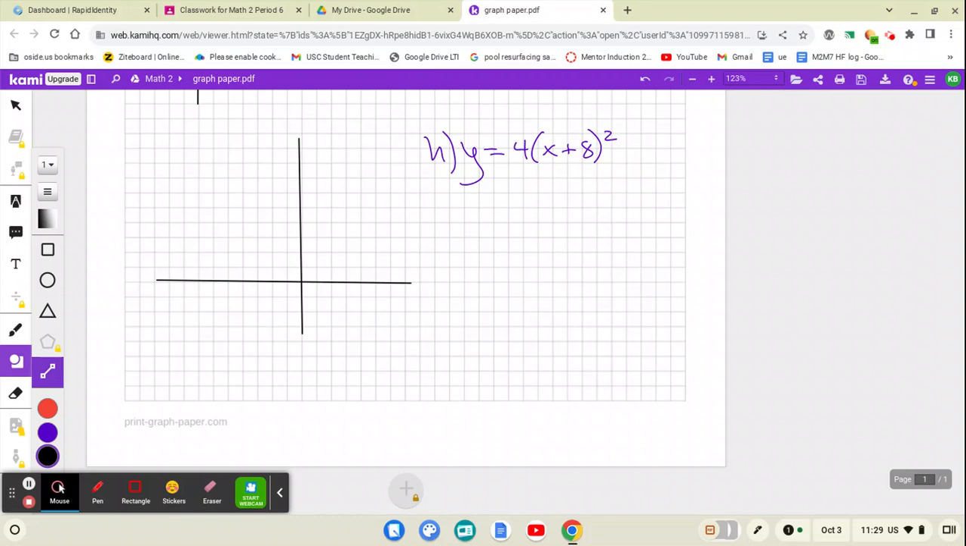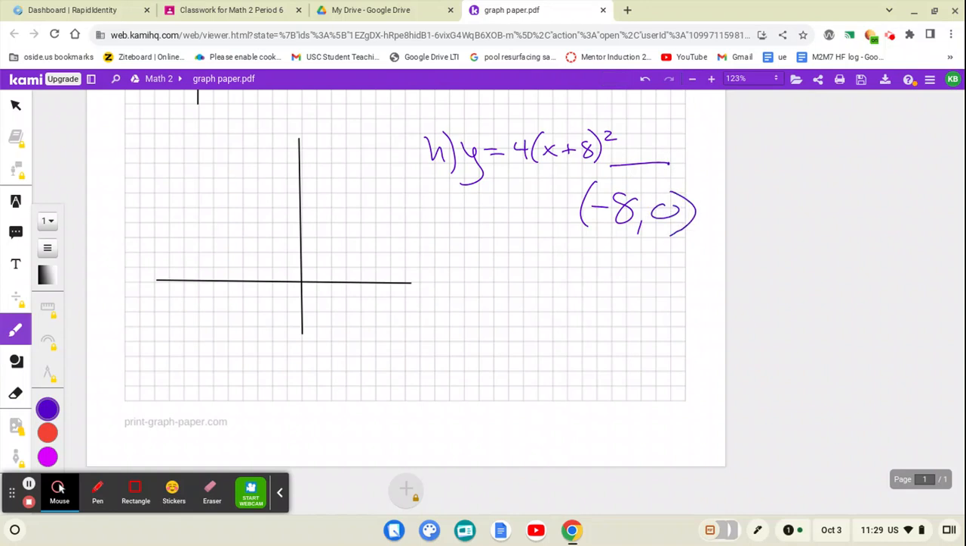Anyway, my hand hit the wrong thing. Here we go. Start with the vertex. Oops, that is not a line. I mean, it is a line. I don't want it to be a line.